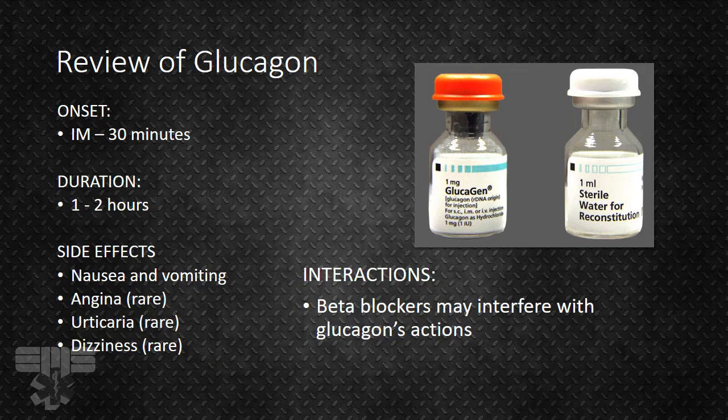The onset is about 30 minutes for glucagon. If you've run with ALS providers and you've had hypoglycemic patients, you may have seen them give intravenous glucose and the patient wakes up pretty immediately. However, once you give glucagon, it may take several minutes for you to see any response to the medication, and that's completely normal with glucagon since it has an onset of 30 minutes.